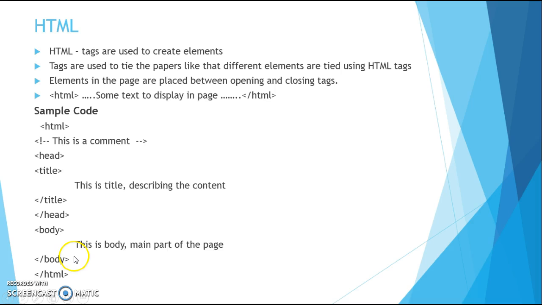So this is sample code. In any HTML page, the HTML tag is the root tag. It contains two child tags, head and body. Head is for displaying the title of the page and body is for displaying the content of the page. The title will be displayed in the browser tab, and the body will be displayed in the page.